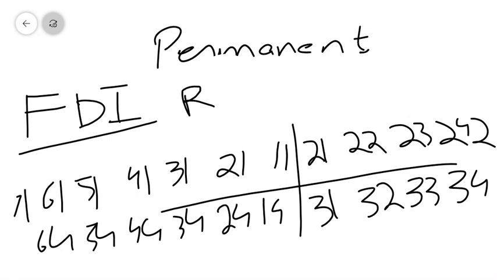For the primary dentition, we use the universal numbering system and the Palmer numbering system. FDI can also be applied to the primary dentition, but it's not used very frequently as compared to the universal and Palmer numbering systems. For permanent dentition, we use the universal numbering system, Palmer numbering system, and the FDI numbering system, and I've explained all this to you guys.